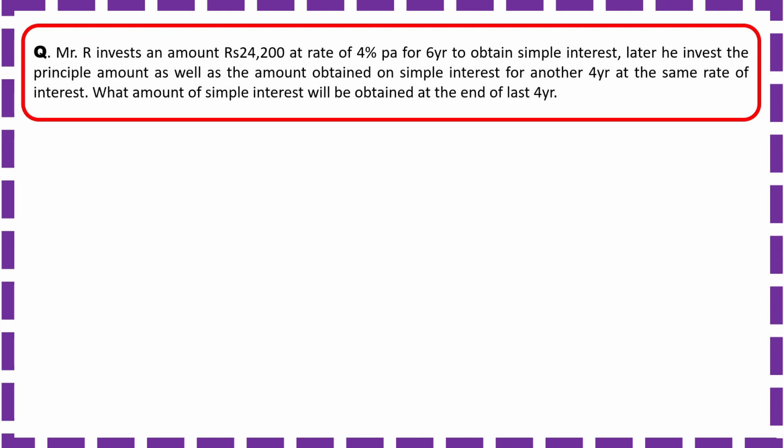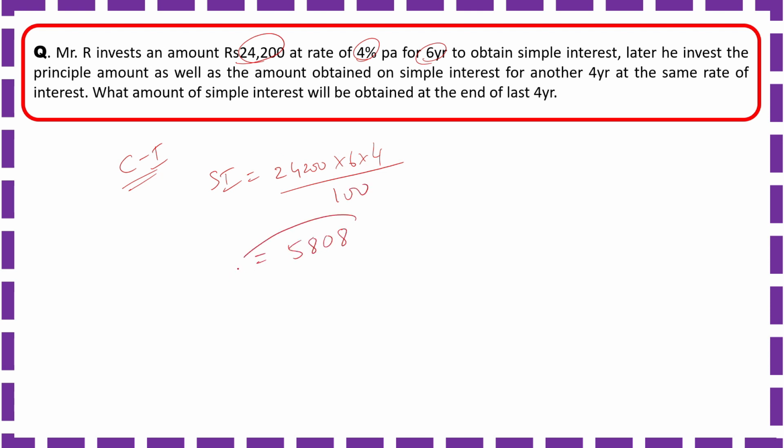See here we have two cases. In case 1, we have principal of 24,200 and rate of interest as 4% and time period as 6. So what is simple interest? Simple interest is PNR by 100, that is 24,200 into 6 into 4 by 100. So simple interest will be 5,808. This is simple interest for the first case.